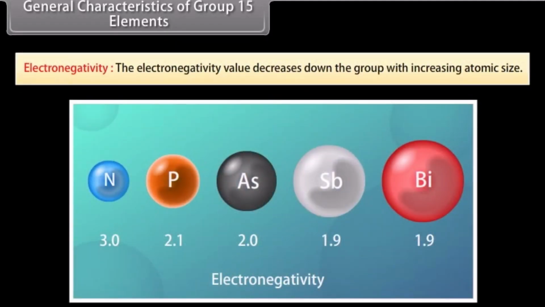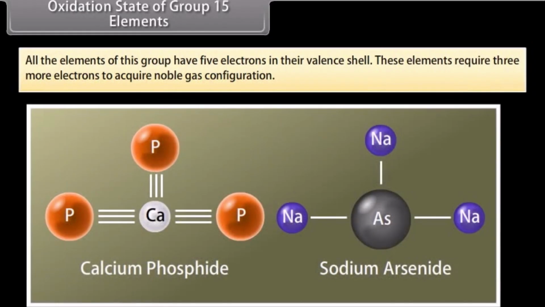Electronegativity. The electronegativity value decreases down the group with increasing atomic size. Oxidation state of group 15 elements. All the elements of this group have 5 electrons in their valence shell. These elements require 3 more electrons to acquire noble gas configuration.